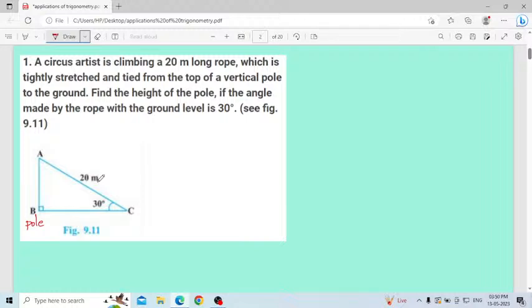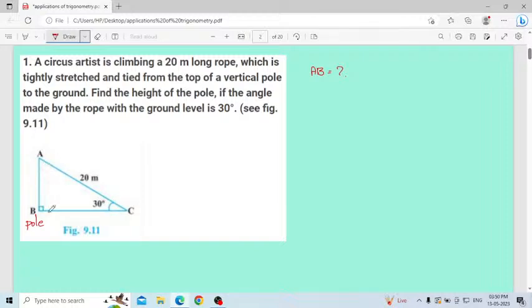Okay. Then here find the height of the pole. Height of the pole AB you have to find out. Height of the pole is nothing but AB. The length of the pole, otherwise the height of the pole, you have to find out. Find the height of the pole if the angle made by the rope with the ground level is 30 degree. This is the rope, this is the ground. The angle made between the rope and the ground is 30 degree.